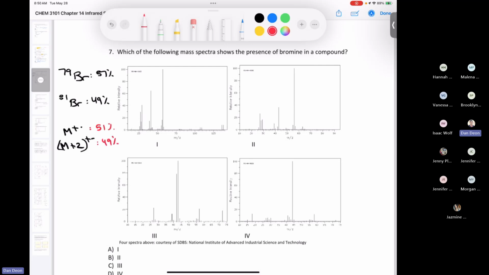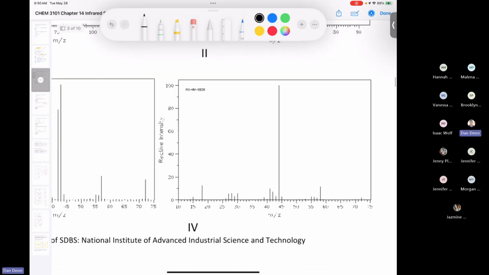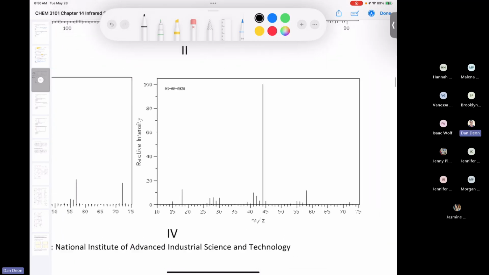So what's the take-home message? The ratio of the molecular ion to the M+2 is going to be approximately 1 to 1. It's not exactly that, but it's close to 1 to 1. So if we zoom in on this one here, it might be kind of hard to see in 4, but hopefully you can see the numbers. I can read them. This is 20, 25, 45, 60, 70, 75, right? So this one goes up to 75.